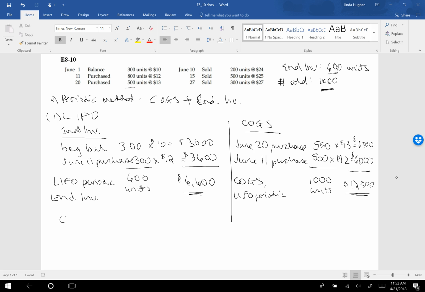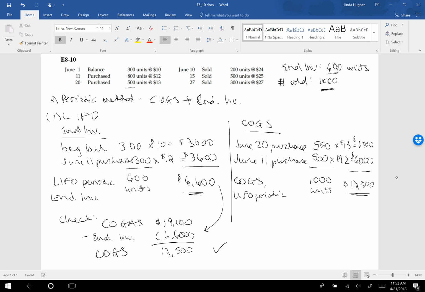I can check my work by saying my cost of goods available for sale that we calculated earlier, that was 19,100. If I subtract from that the ending inventory of 6,600, I will get to 12,500, which is my cost of goods sold.